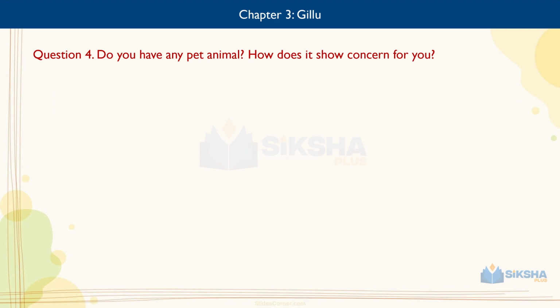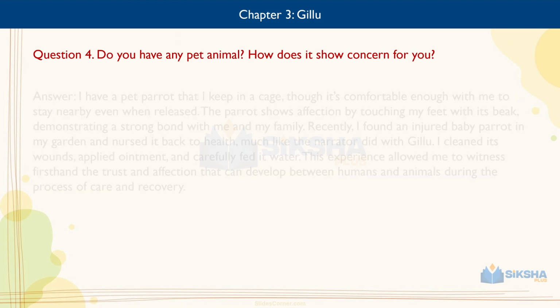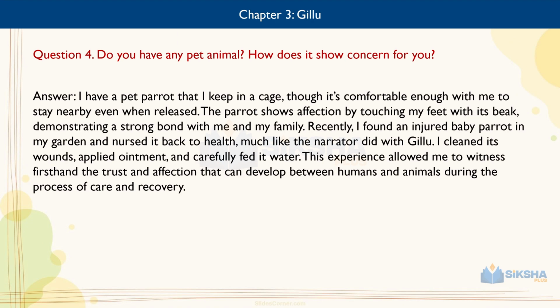Question number 4, do you have any pet animal? How does it show concern for you? Answer, I have a pet parrot that I keep in a cage. Though it's comfortable enough with me to stay nearby even when released, the parrot shows affection by touching my feet with its beak, demonstrating a strong bond with me and my family.